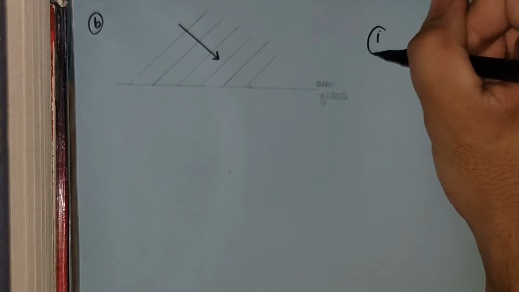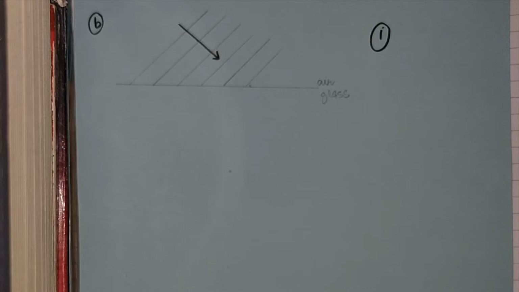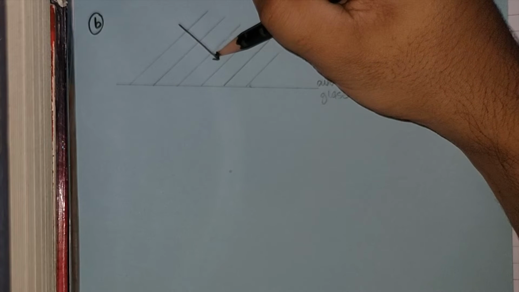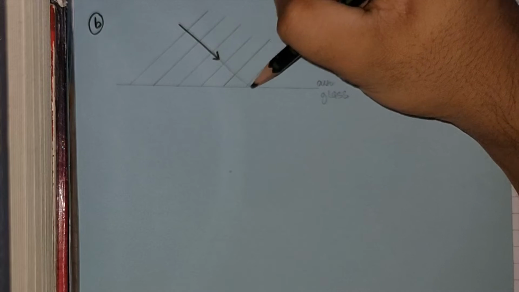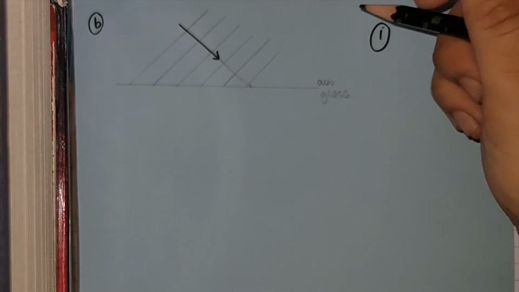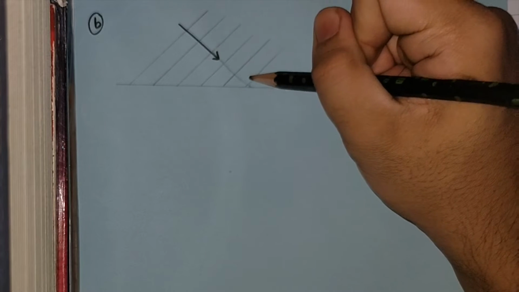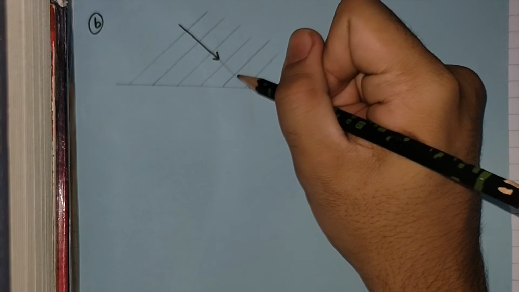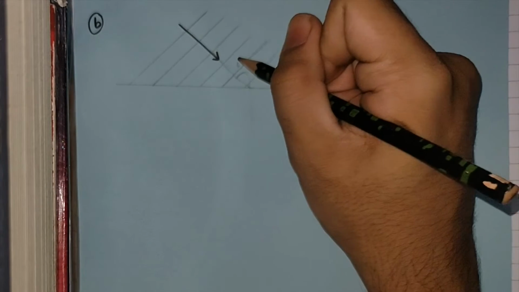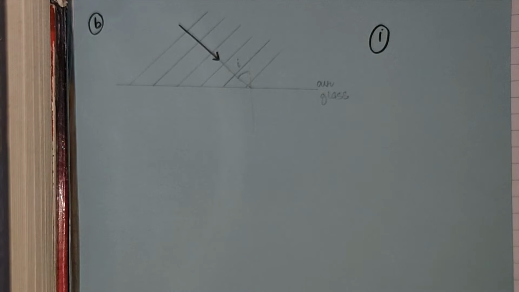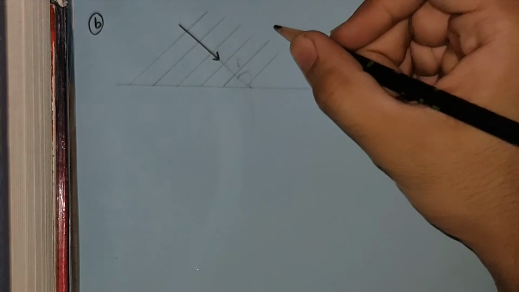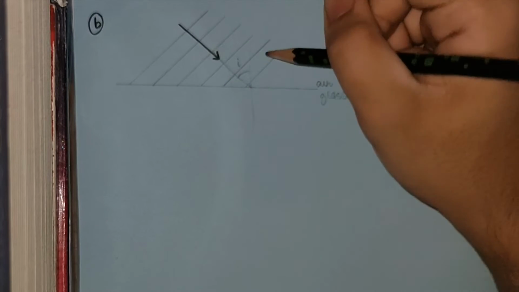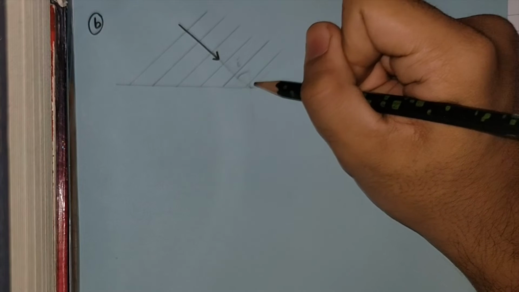We have to draw the wave fronts of the reflected wave. Let me trace out the path first. Okay, so the wave coming over here will be incident like this. There is a normal over here perpendicular to the boundary, and this angle over here is the angle of incidence that we know for sure. We have studied that the angle of incidence is always equal to the angle of reflection in the case of reflection. Therefore, there will be an angle over here which will be angle R.